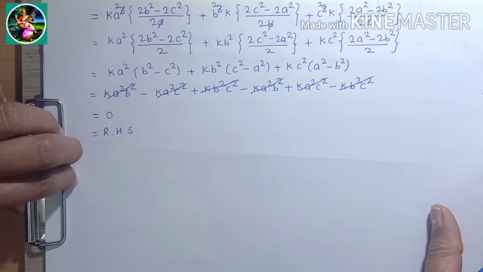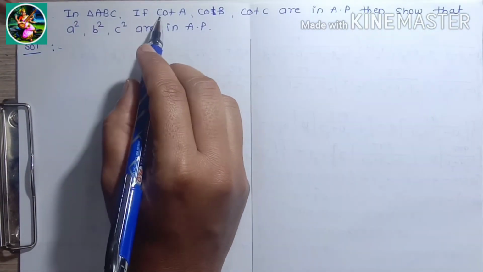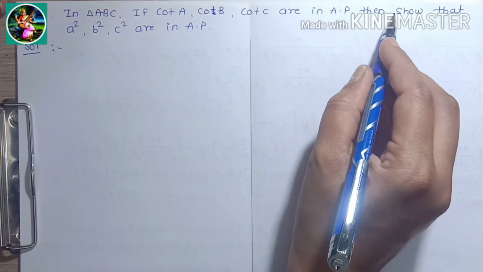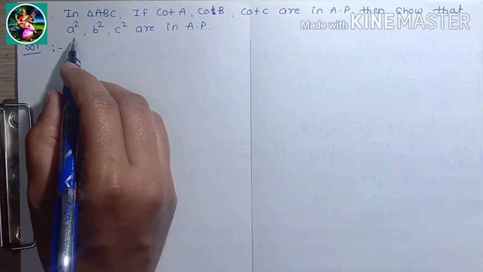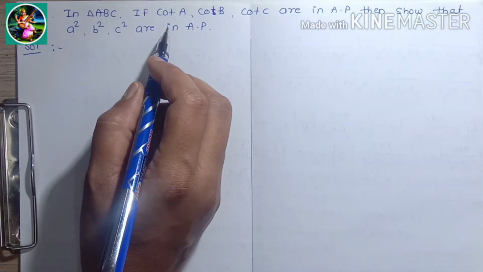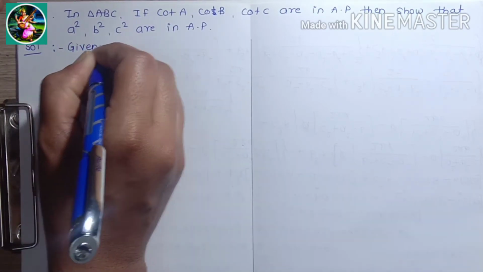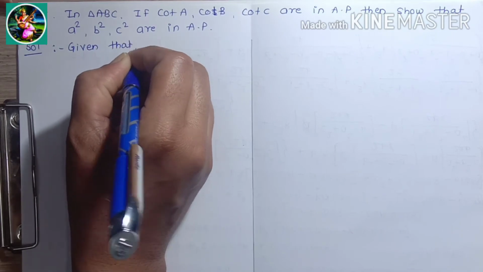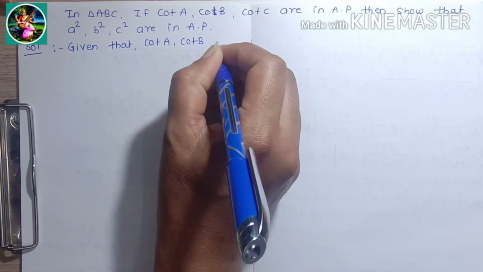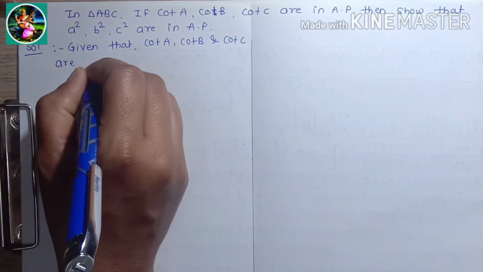Now the next example is: in triangle ABC, if cot A, cot B, cot C are in arithmetic progression, then show that A square, B square, C square are in arithmetic progression. Okay, here given that cot A, cot B and cot C are in arithmetic progression.